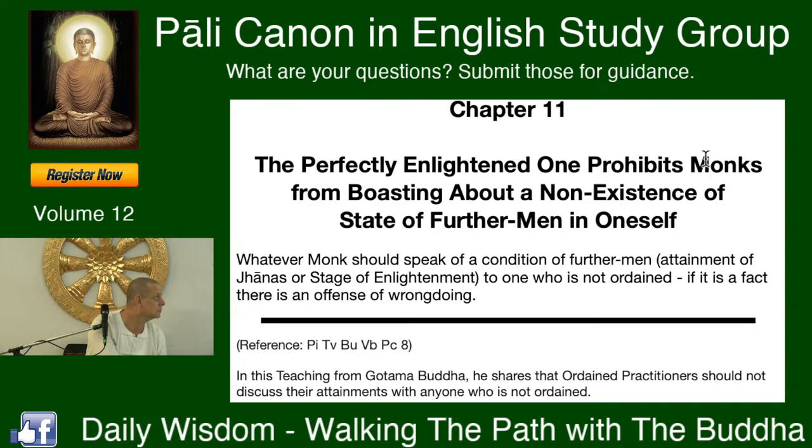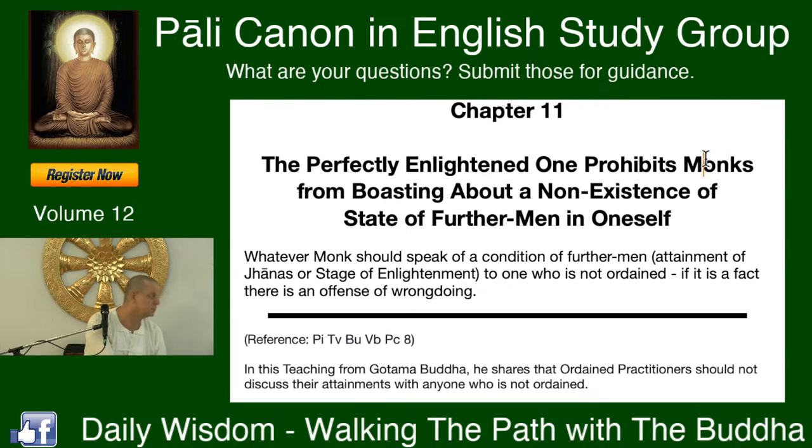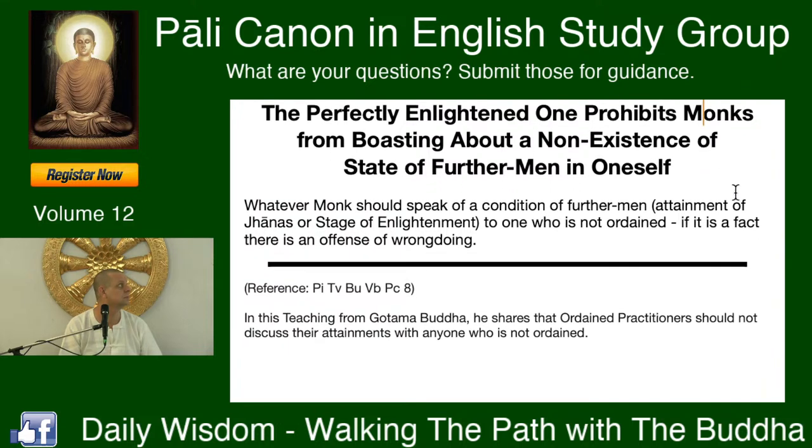The perfectly enlightened one prohibits monks from boasting about a non-existent state of further men in oneself. Whatever monk should speak of a condition of further men, attainment of jhanas or stage of enlightenment, to one who is not ordained, if it is a fact, there is an offense of wrongdoing.